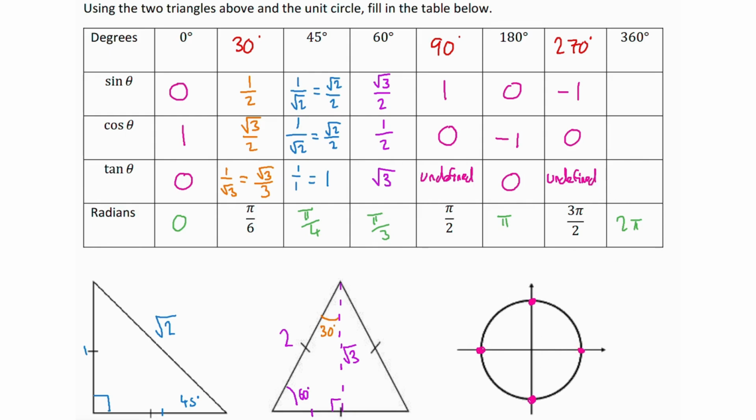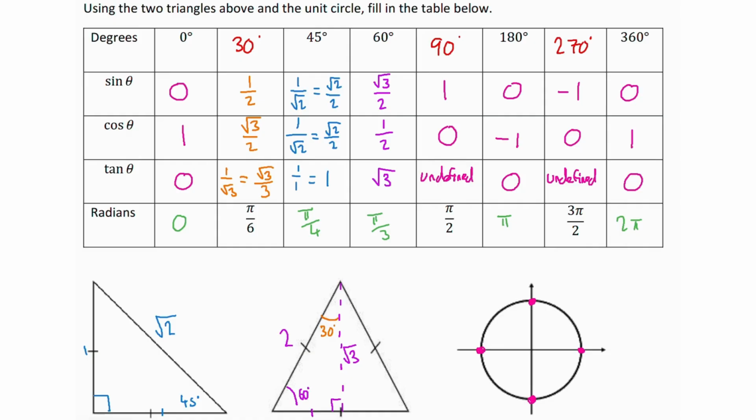At 360 degrees, we're back to where we started, where the y-coordinate is 0, the x-coordinate is 1, and the gradient is 0. And these are our key exact values. You need to know these or be able to work them out very quickly. You can always use the triangle and the unit circle to find them, but it is probably worth memorizing them because they come up really regularly in the non-calculator paper.